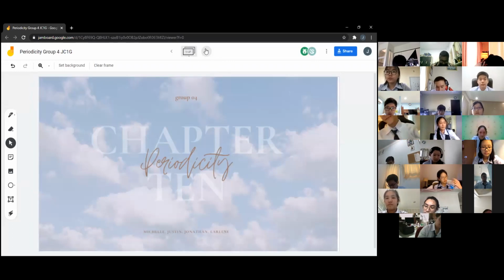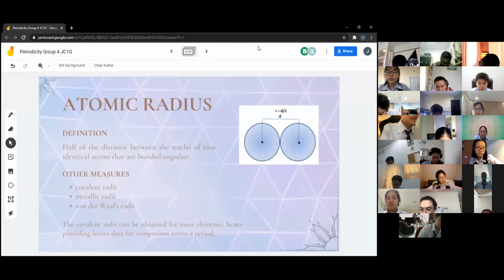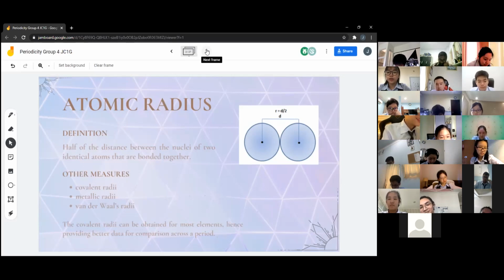So first off, let's discuss the atomic radius. The atomic radius is known as half of the distance between the nuclei of two bonded identical atoms, as you can see from the picture on the side. The most common way to measure the atomic radius is usually the covalent radius, as it can be found for most elements, hence able to provide better data for comparison purposes.